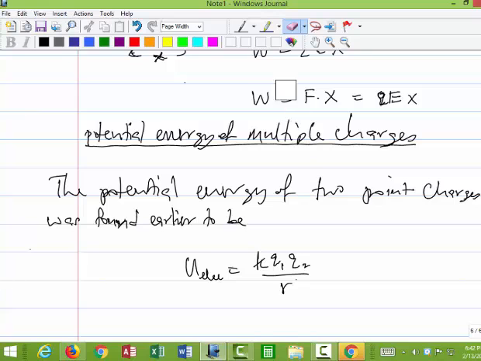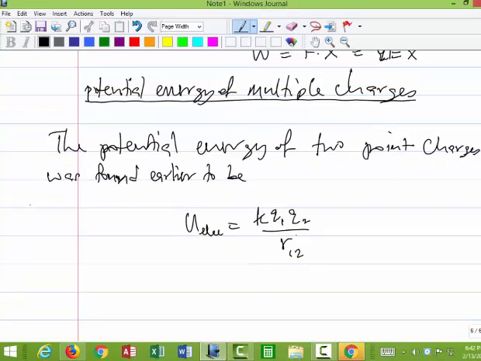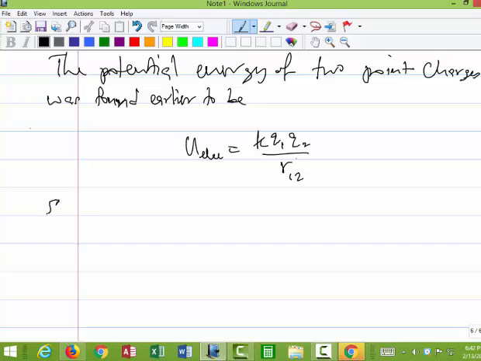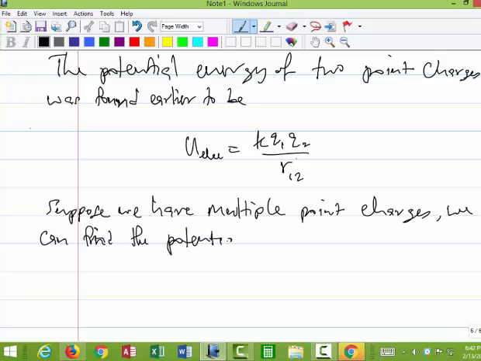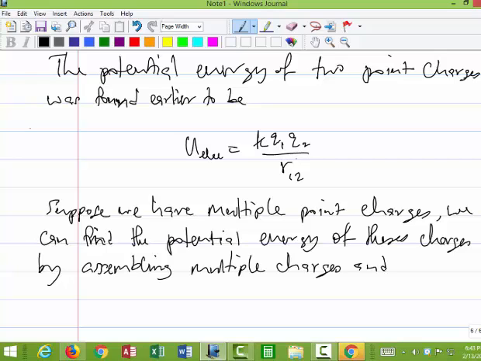So this is R12 to represent the distance between 1 and 2. Suppose we have multiple point charges; we can find the potential energy of these charges. This requires us to assemble multiple charges, assuming that each time we put a charge in place, we fix it in place. So we are assembling multiple charges and putting them next to each other.